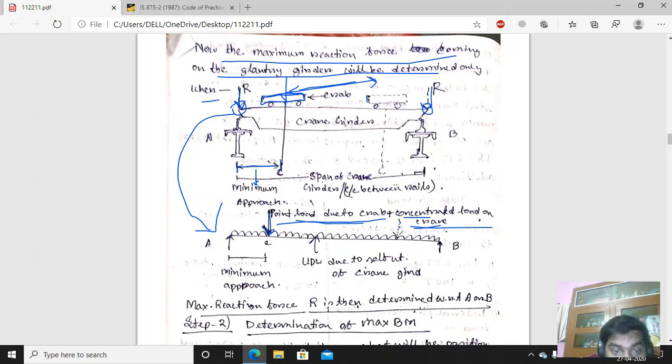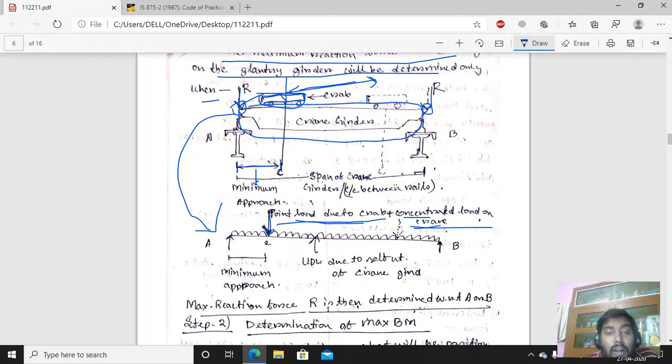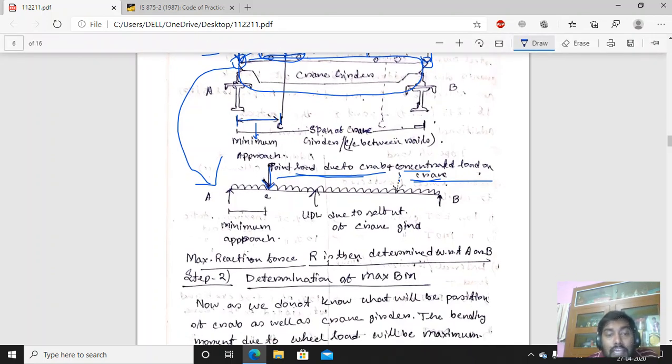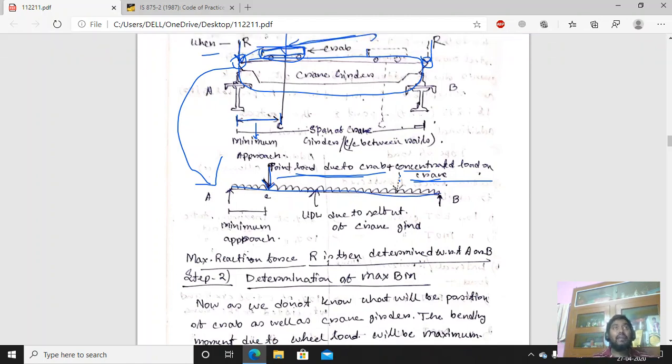Now, so why is the UDL here? Listen very carefully. We are only considering the weight of the crab, but there is also the weight of the crane girder itself, because the crane girder is a girder member. So the self weight of the crane girder has to be considered also. The self weight of the crane girder will act as a UDL, uniformly distributed over the span between the two Gantry girders.